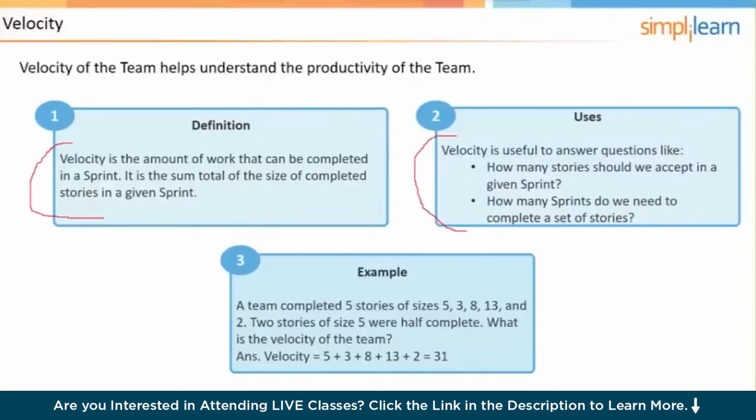If we look over to box number 2 here, velocity is used to deal with determining how many user stories we are going to include in a given sprint, and also how many sprints are we going to need to create a release or a set of user stories. And here's an example.